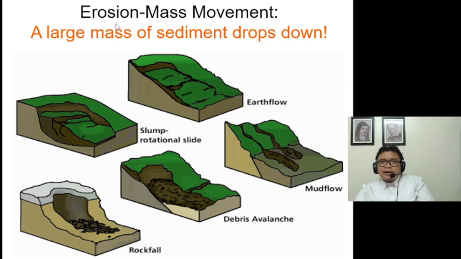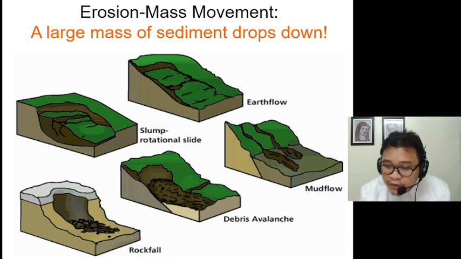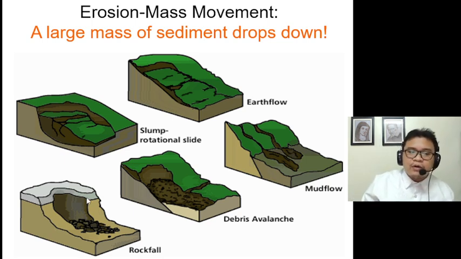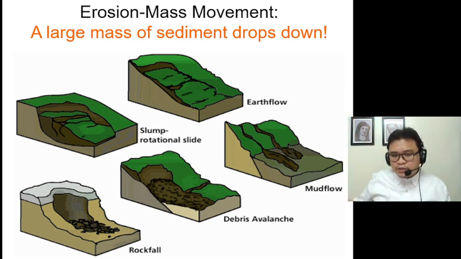So when you speak of mass movement, we also call it mass wasting, as we defined a while ago. These are large masses of sediment that drop down under the influence of gravity, like for example rockfall. Rockfall usually happens because of the steepness of the slope, where rock or debris falls along the steep slope. And slump or rotational slide is very common in elevated areas, and usually caused by the presence of water in the soil particles, same as with earth flow, mud flow, and debris avalanche.